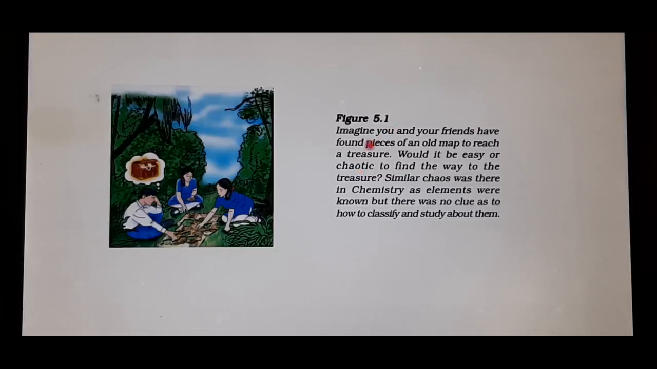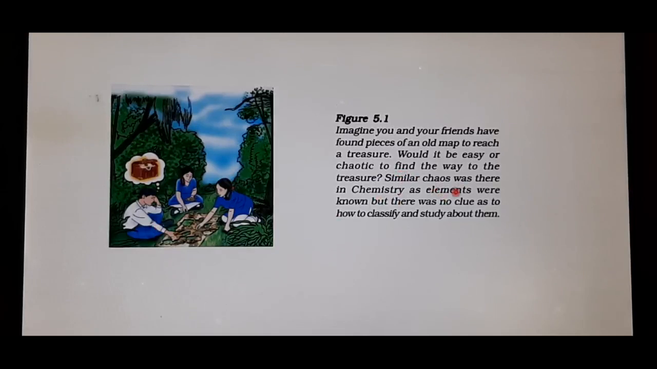Imagine you and your friends have found pieces of an old map to reach a treasure. Would it be easy or chaotic to find the way to the treasure? It won't be easy because only pieces of the map are there. The pieces are unarranged. Only if you arrange these pieces will it be much easier for you to find the way to the treasure.